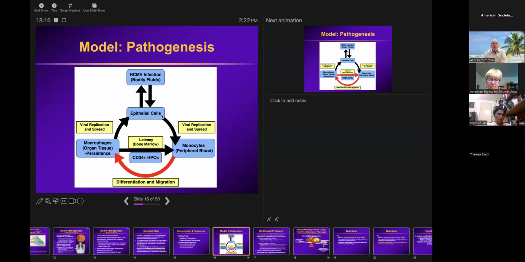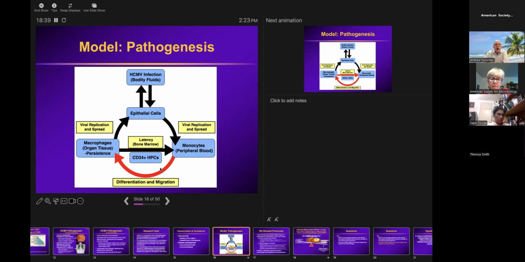From there, similarly to EBV, you get infection of a leukocyte. In the case of this virus, you get infection of monocytes. Certainly, there are many questions remaining about the process I'm highlighting right now. What we do know is monocytes get the virus. They're then essential for hematogenous dissemination of the virus, meaning spread from blood to organ tissue.